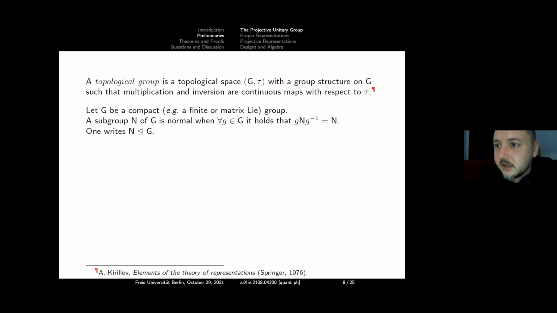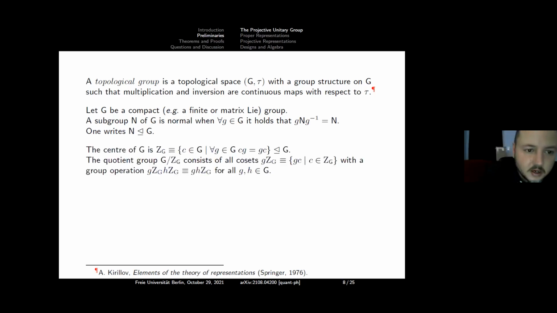Okay, so here's an example, the center. The center of any group is just the set of elements that commute with all the rest, okay? So you can show that that's a normal subgroup. And because it's a normal subgroup, we can take the quotient of G modulo its center. And we're going to be talking about the projective unitary group. So I just want to spell out explicitly what I mean by this, right?